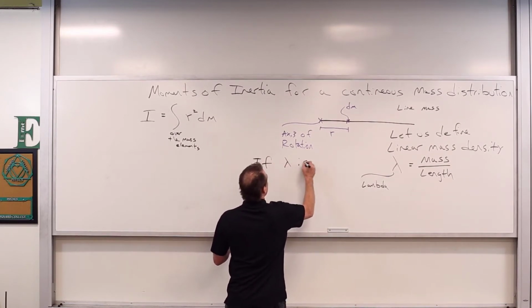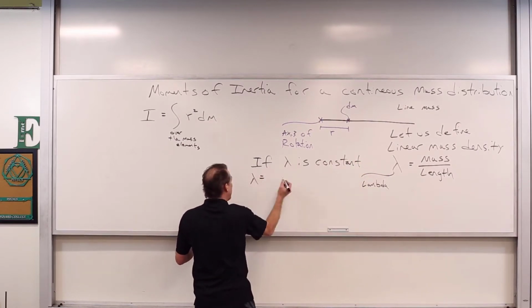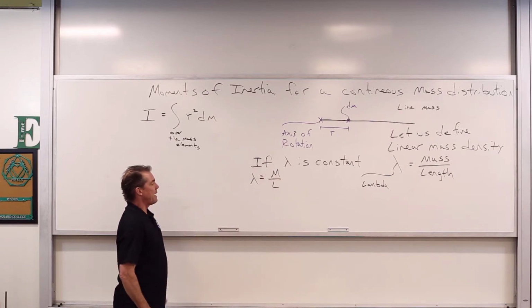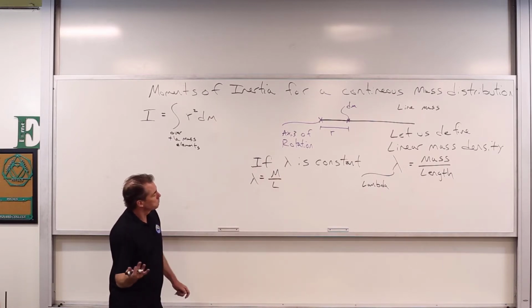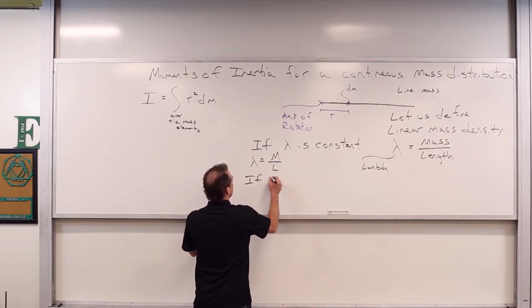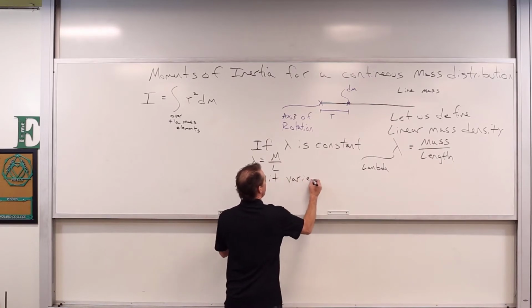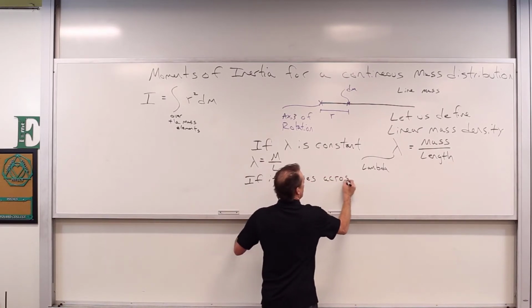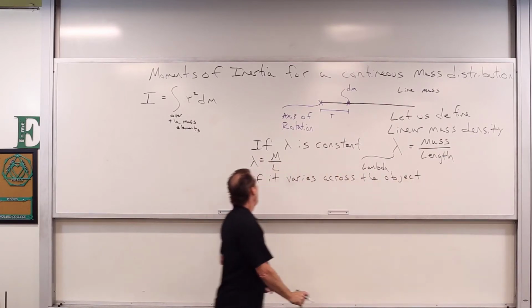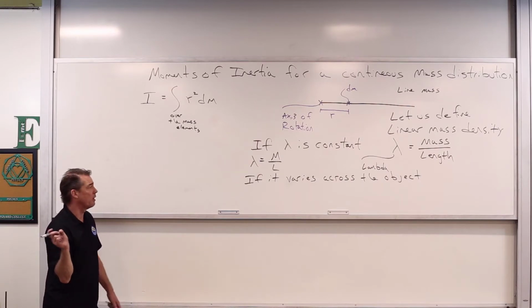So if lambda is constant, lambda is equal to m divided by L. m's the mass, L's the length. That's great, mass per unit length. If it's not constant, if it varies across the object, we can still look at it in terms of the infinitesimal mass elements.